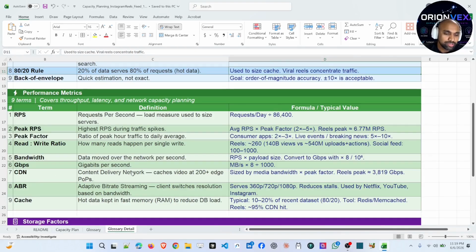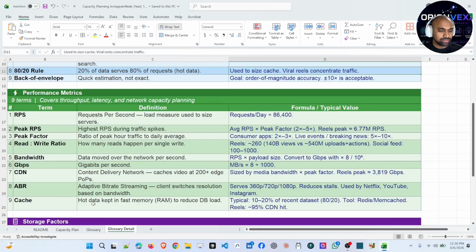Content delivery network, that is to cache the video at 200 plus edge point of presence locations, and sized by metadata, bandwidth and peak factor. ABR, that is adaptive bitrate streaming, where the client switches resolution based on their bandwidth. Instagram usually serves around 3 types of resolution: 360, 720, and 1080 pixels.